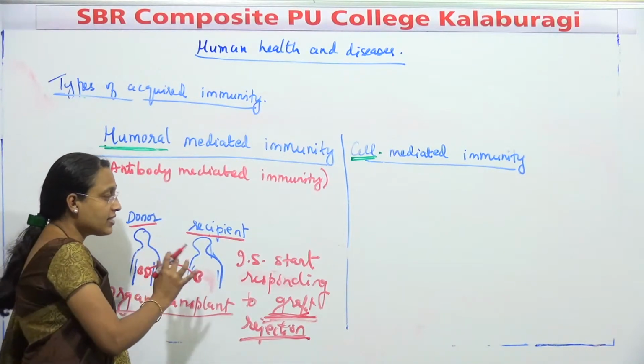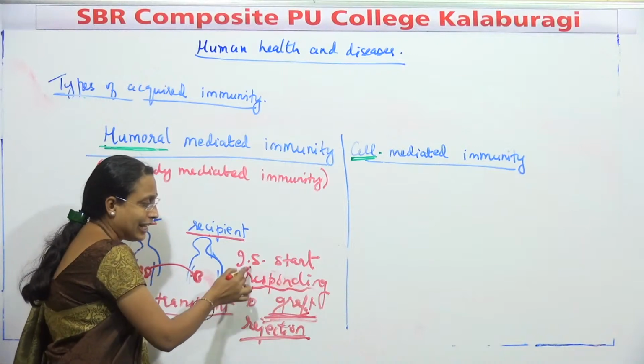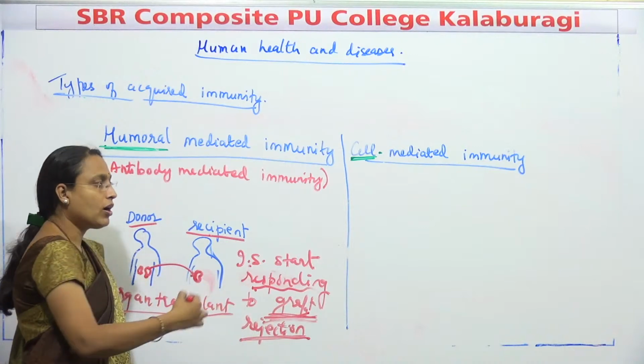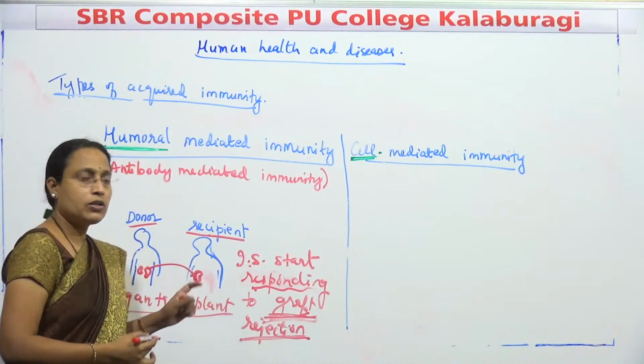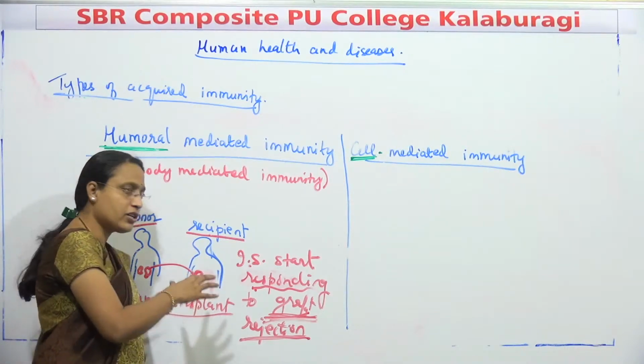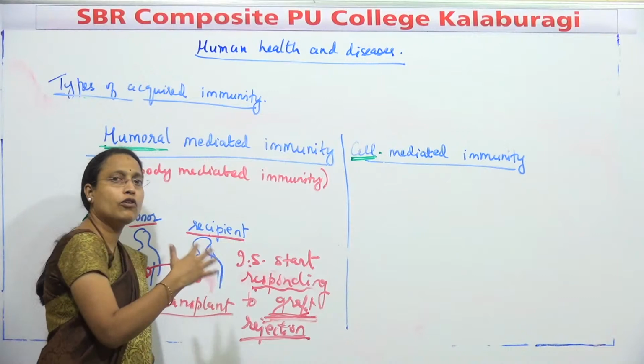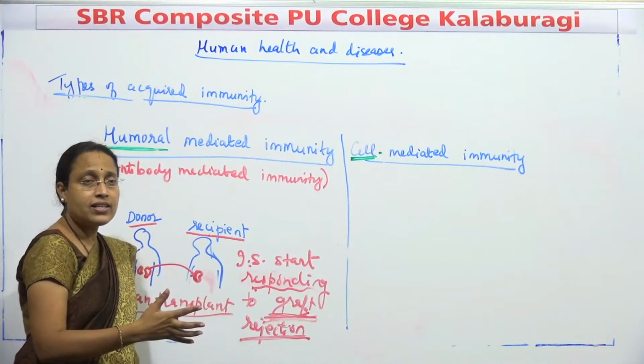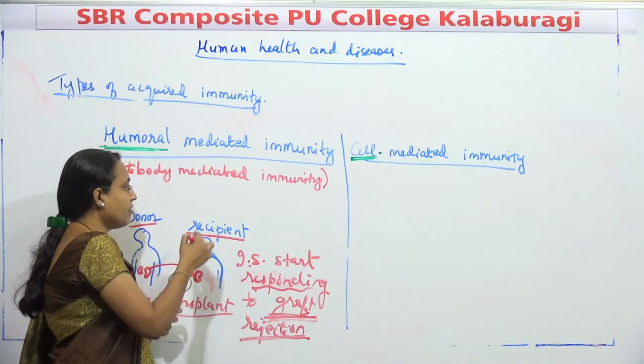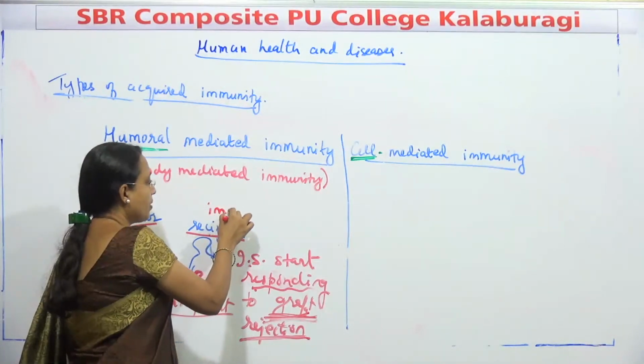Means what is responding? The immune system. So what is given to such a recipient? This organ should at least stay in this person for a few years. For that reason, the recipient is given an immunosuppressive drug.